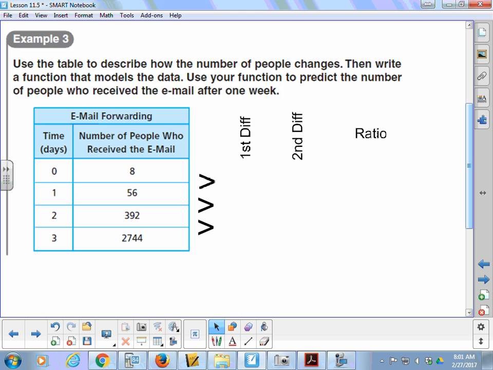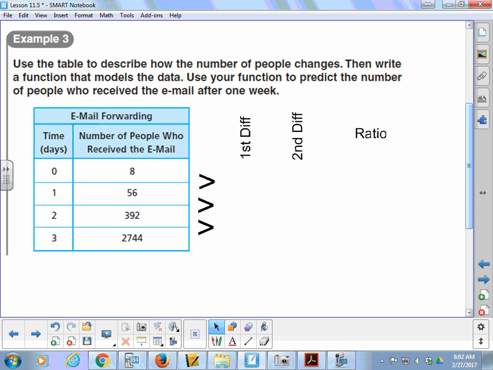So first of all, we're going to go through the whole process, looking at the differences and seeing if it's linear, see if it's quadratic, and if it's neither of those, if they're not the same, then we're going to look at the common ratio. This is an exponential function.